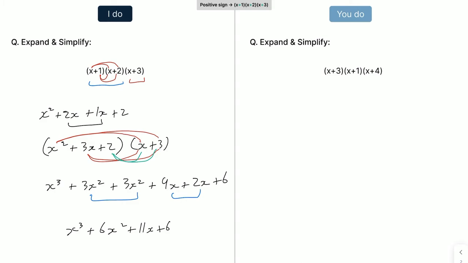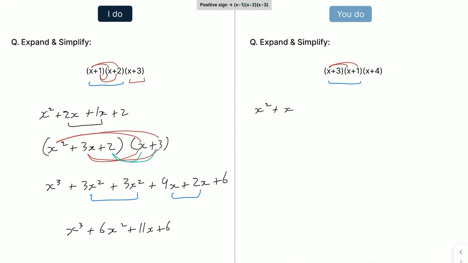So I hope you've had a go at the example on the right. Again, we're going to work from left to right. We're first going to expand these two brackets out. So we're going to take the first term in the left bracket, which is x, and multiply that by both the other terms in the other bracket. So that's going to give us x times x, which is x squared, x times 1, which is x, or you can write that as 1x as well.